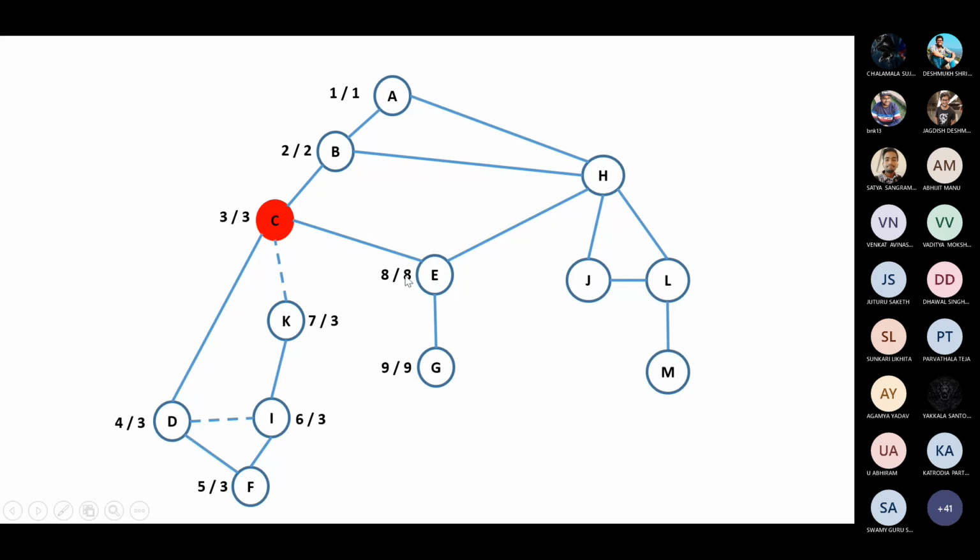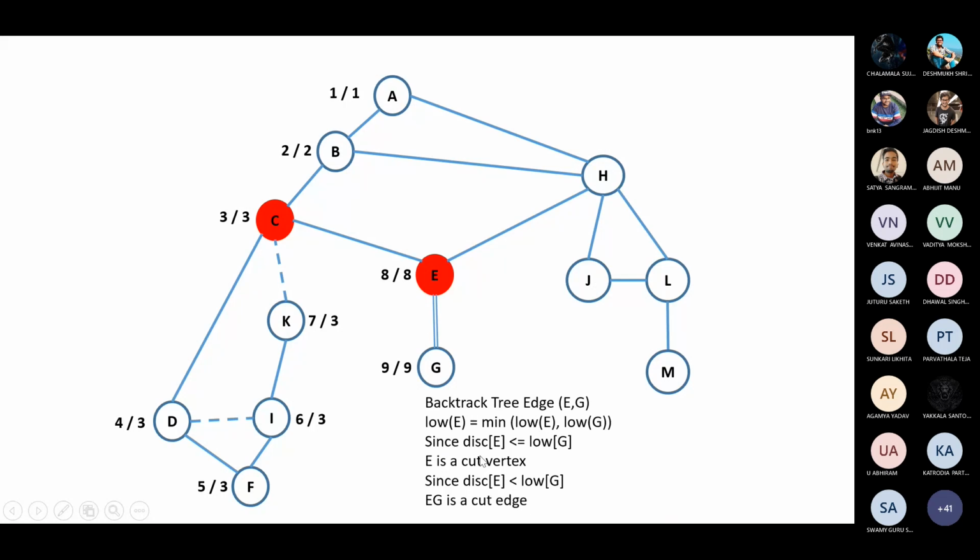But at this stage, since discovery of E is less than equal to low of G, discovery of E, that is 8, is less than equal to low of G, that is 9, so E is a cut vertex. And since discovery of E is strictly less than low of G, that is 8 strictly less than 9, that is why it is a cut edge also.